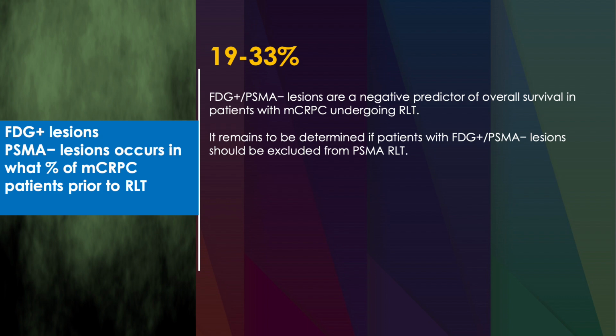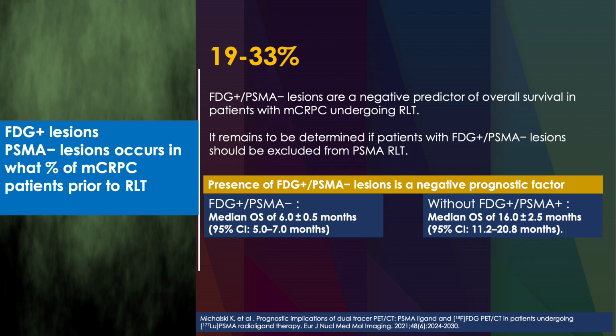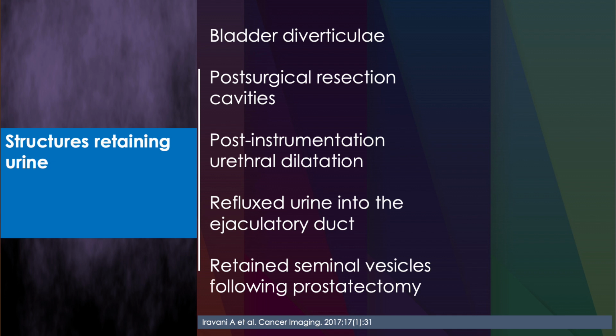It remains to be evaluated if patients with an FDG positive or a PSMA negative lesion should be excluded from the trials. In fact, the presence of FDG positive and PSMA negative lesions is a negative prognostic factor. If the patient has FDG positive and PSMA negative lesions, the median overall survival is approximately 6 months. In comparison, for patients without FDG positive lesions and with only PSMA positive lesions, the median overall survival is approximately 16 months.